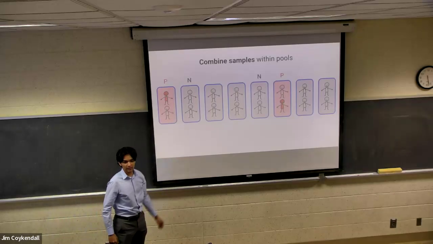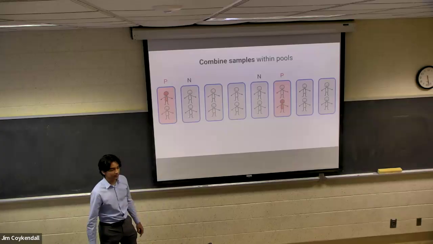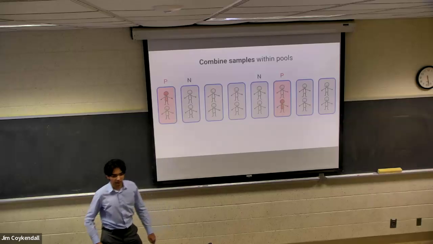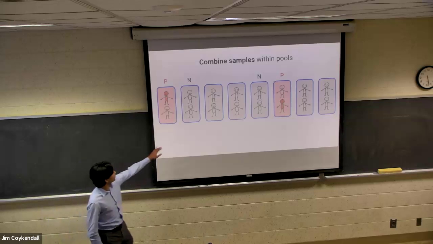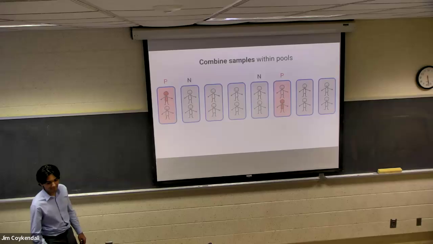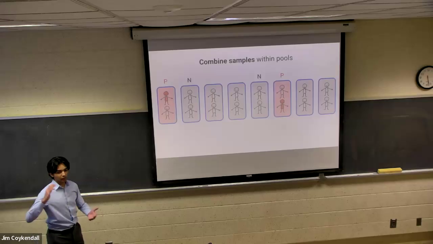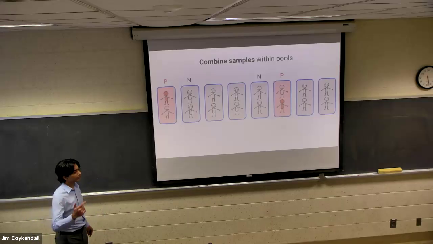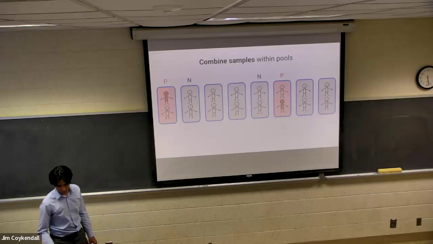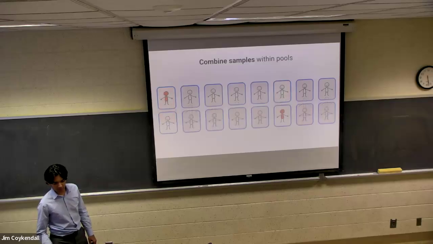This pool turned out negative because there are no positives in there. This one turned out positive because there's 1 guy in there who's infected. Similarly, negative and positive. So we ruled out these, we don't have to test these anymore, which is nice. And then finally, we're going to split 1 more time in order to really nail down who within each sample is positive.